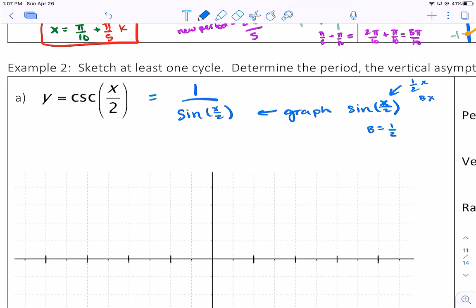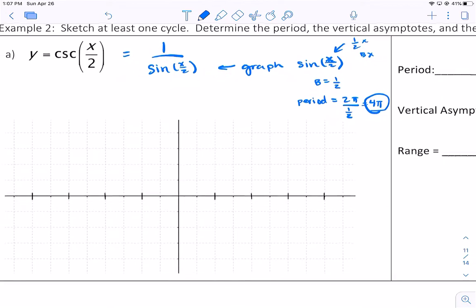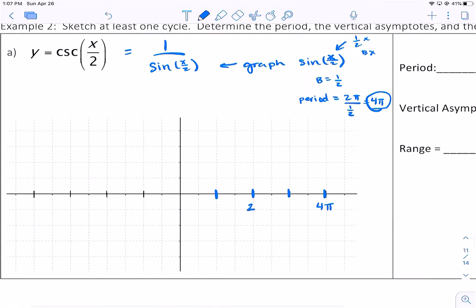That helps us find the new period, because the rule is that the period is going to be 2 pi divided by b, and b was 1/2. Dividing by 1/2, you flip and multiply, so we get 4 pi. So 4 pi is the period. It's always what I figure out first, so that I take the x-axis and divide it into fourths, so 1, 2, 3, and 4. The fourth tick mark will be whatever the period is. Half of 4 pi is 2 pi. Half of that would be pi, and half of that would be 3 pi.